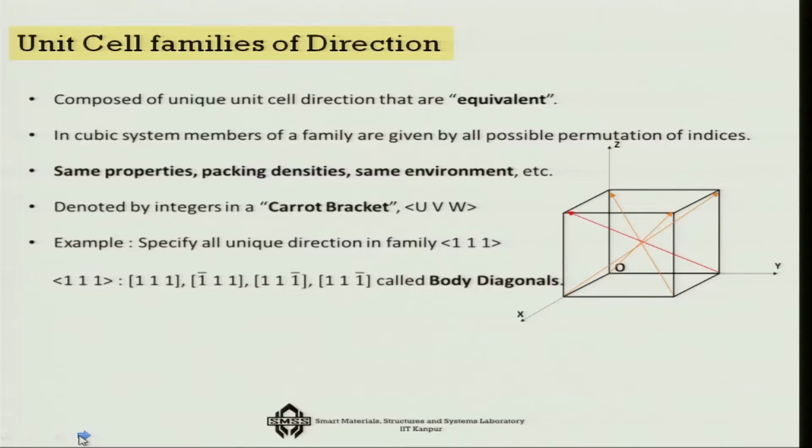Now, very similar to the other case, unit cell families, which are the equivalent families in this case, are shown with the help of the caret bracket. Just like we have used curly bracket for the planes, here we are using caret brackets for the family. So, if you are talking about 1 1 1 caret bracket, it means 1 1 1, 1 bar 1 1, 1 1 bar 1, 1 1 1 bar. These are actually, if you look at it, all body diagonals of the system. So, that is the equivalent family in this case.